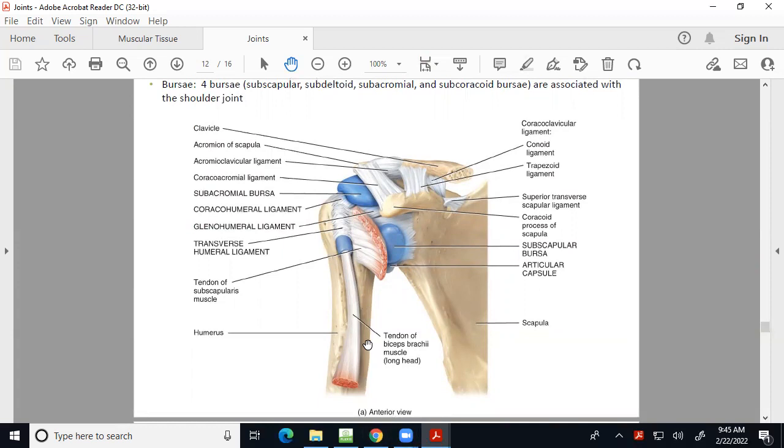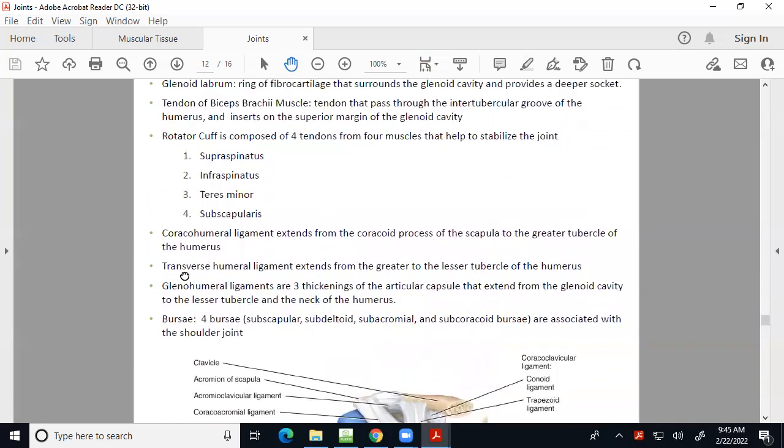We can see this is the upper half of the humerus, the front side. This would be the front side of the scapula, and we're just focusing in on that connection between the humerus and that scapula, not the connection between the clavicle and the scapula. And a lot of these ligaments up here are more involved with that, so we won't really worry about those.